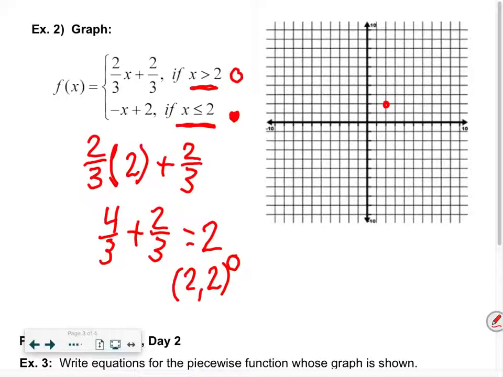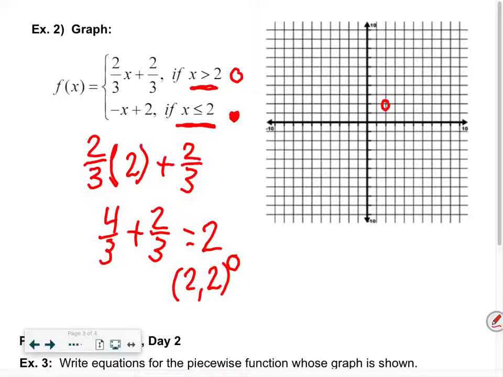I'll erase it and draw it again. That little one was supposed to be an open dot. Yep, it just didn't look like it. Oh, sorry.